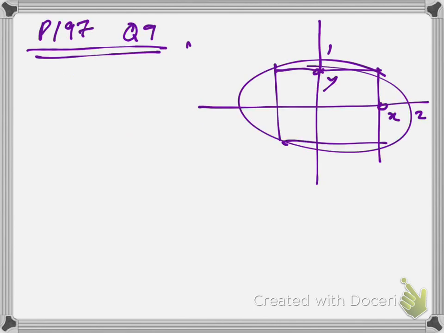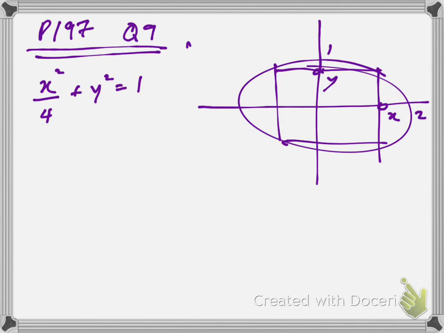All right. Okay, the next question is on page 197. It's question 9, and it's about a rectangle inscribed in an ellipse. The equation of the ellipse is given, which is x squared over 4 plus y squared equals 1. So the complete form would be x squared over 4 plus y squared over 1 equals 1. Its center is 0, 0, so it's the same process, except it might be a little bit more tricky.